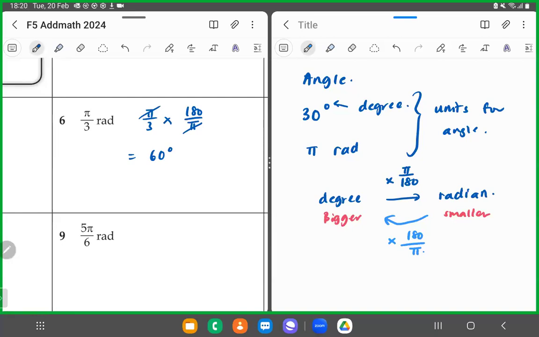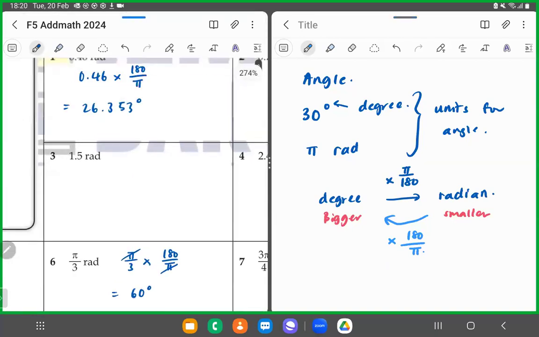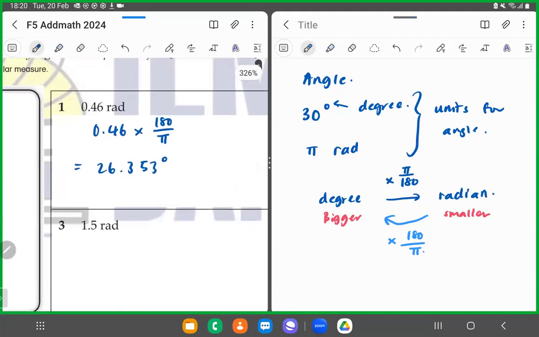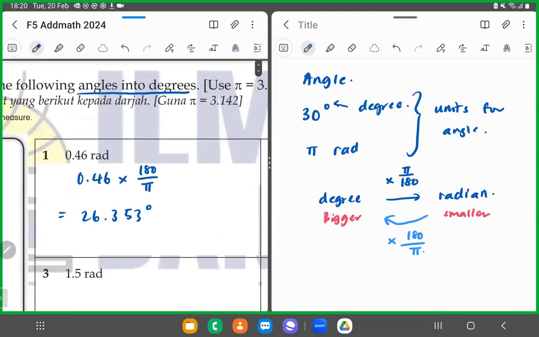Okay, so just now we go through 2 examples. First example is this one, 0.46 radian. I want to change it to degree because the question is asking us to change the angle into degree. So it will be this one, times 180 over pi. Use your calculator, you will get this one. Can follow, for the new joiner.